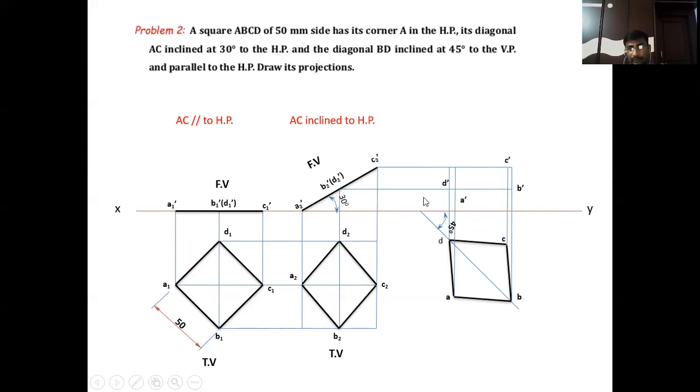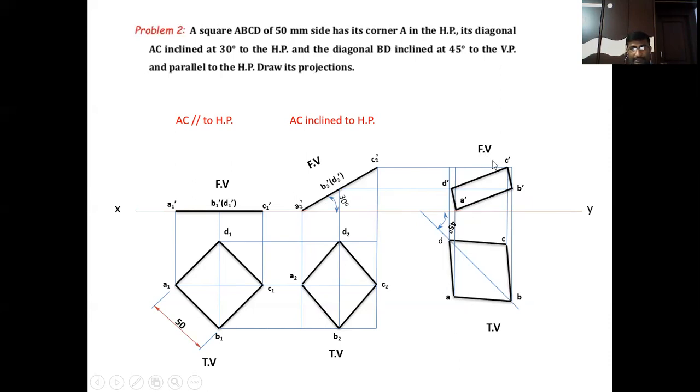After getting the points, simply join them with a dark pencil, then we will get the front view: A dash B dash, B dash C dash, C dash D dash, and D dash A dash. Join them in order. Then we get the final front view of the square after rotating the surface at 30 degrees to the HP and the other diagonal at 45 degrees to the VP. After rotating through these two angles, we get the final front view and final top view. This is the final front view. This is the final top view.